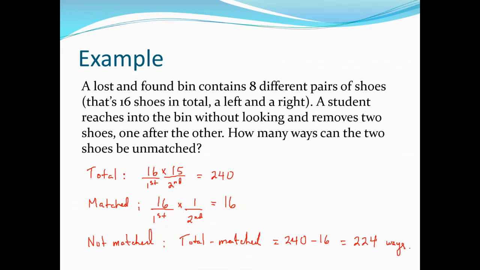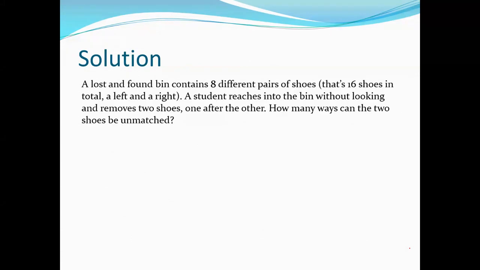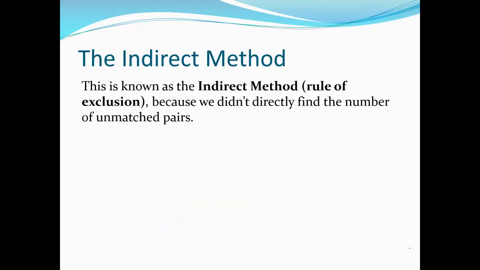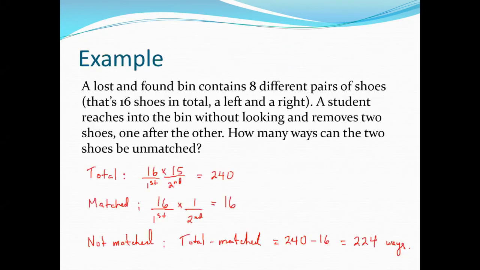We just did our solution on that one there. This is known as the indirect method. It's similar to what we used in probability with events and their complements. You also might call this the rule of exclusion, because we didn't directly find the number of unmatched pairs. We did it in an indirect way. We got the total, found the number of matched pairs, which was easier to do, and then subtracted them. So this indirect method can be very useful at times.